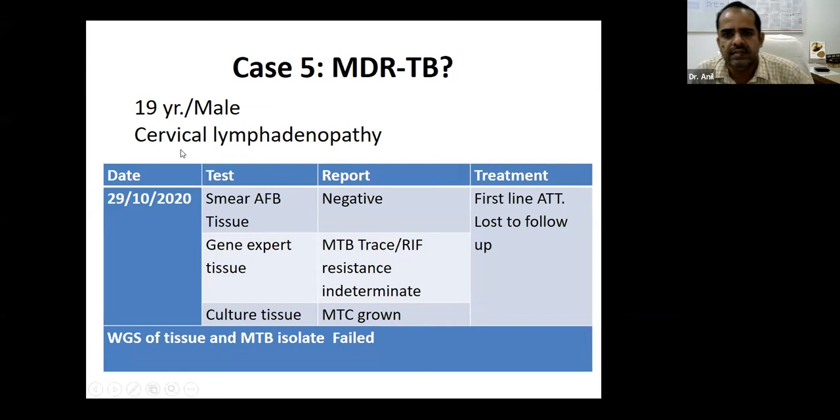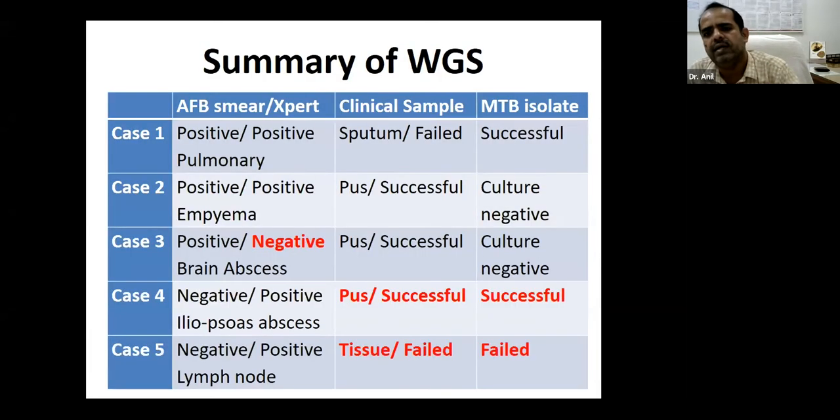This is the last case, case 5, cervical lymphadenopathy. Now, this was a migrant laborer who was diagnosed with cervical lymphadenopathy, TB on histopathology. GeneXpert was trace. It's not unusual to find trace in extrapulmonary samples, and rifampicin resistance was indeterminate. So we thought that the patient may be having MDR TB, so why don't we send a whole genome sequencing for the tissue as well as the culture isolate? Unfortunately, both of them failed. So it's a mix and match. The whole genome sequencing of both isolate and tissue failed, and we couldn't get a report out of it.